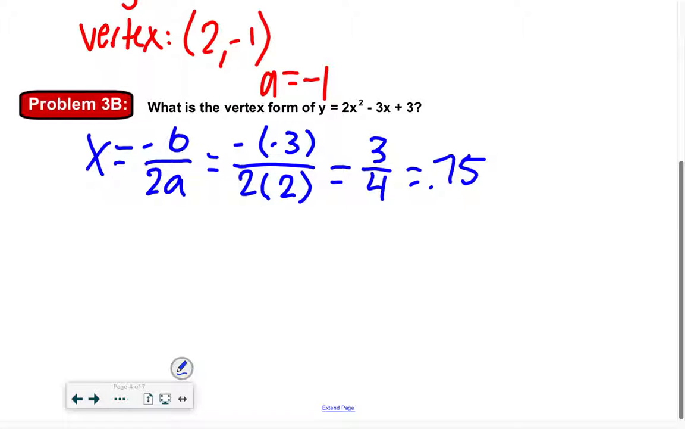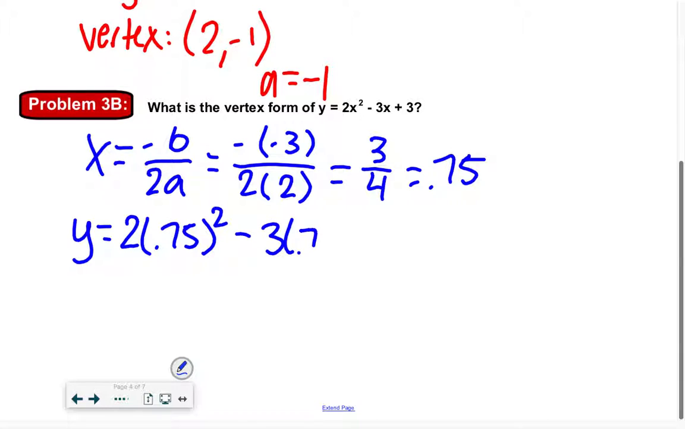Alright, once I have my x, what do I do? Plug it in. y equals 2 times my x, which is 0.75, squared, minus 3 times our x, which is 0.75, plus 3. Again, all you have to do is fill that in your calculator. I'm going to save us some time. We get 1.875.